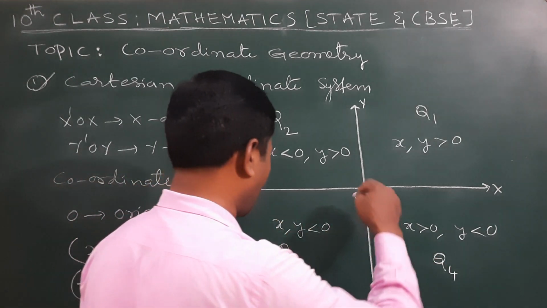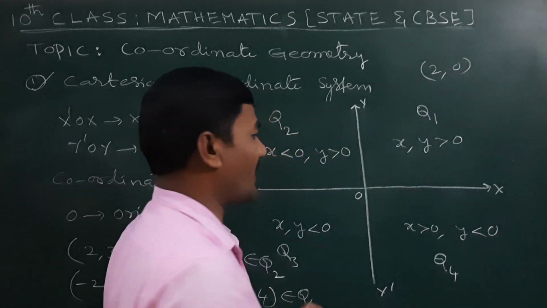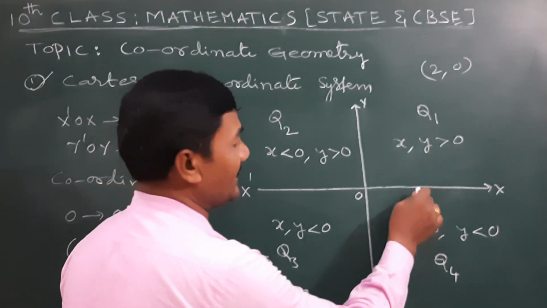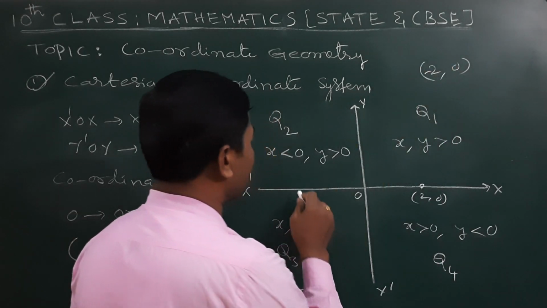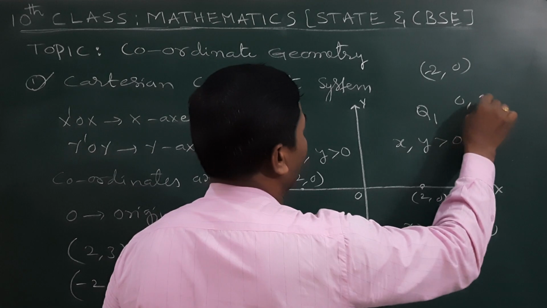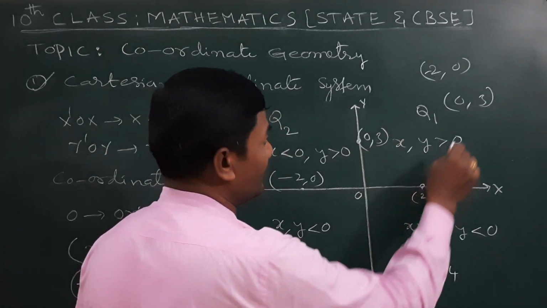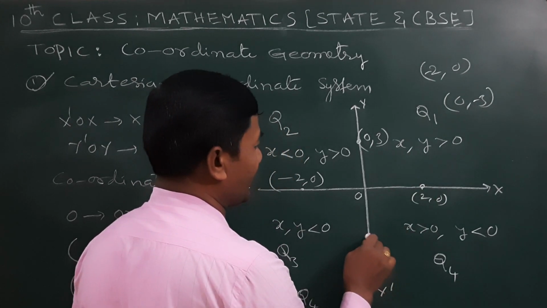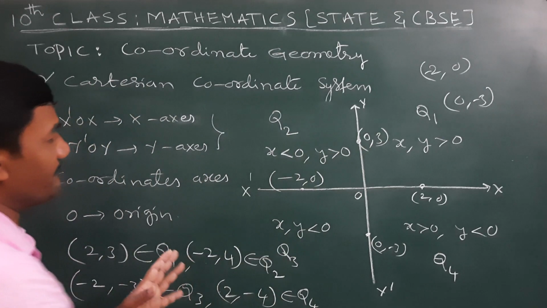Another: suppose (2, 0). This is located on the x-axis only. (2, 0) is on the positive x-axis, and (-2, 0) is on the negative x-axis. Another is (0, 3), which is on the positive y-axis. (0, -3) is on the negative y-axis. This is the Cartesian coordinate system.